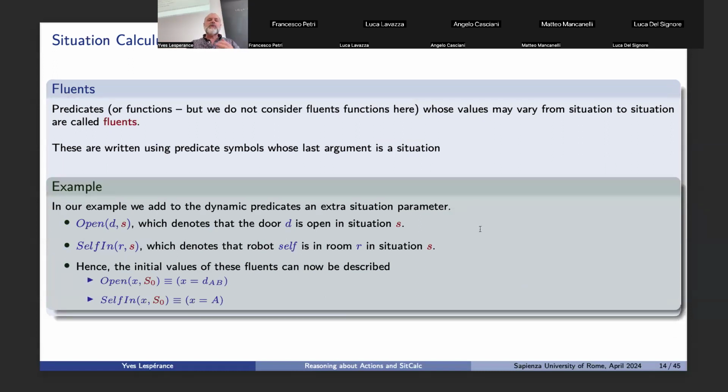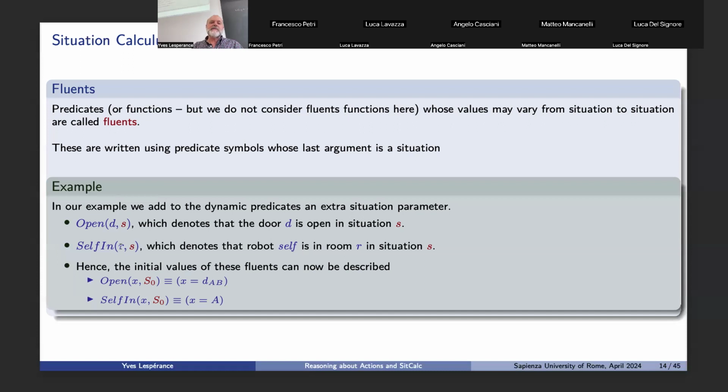Okay, and so fluents. These are predicates that have values that vary from situation to situation. And so here in the situation calculus, to say that the door is open, we would have a situation argument. So we would say that the door D is open in situation X.